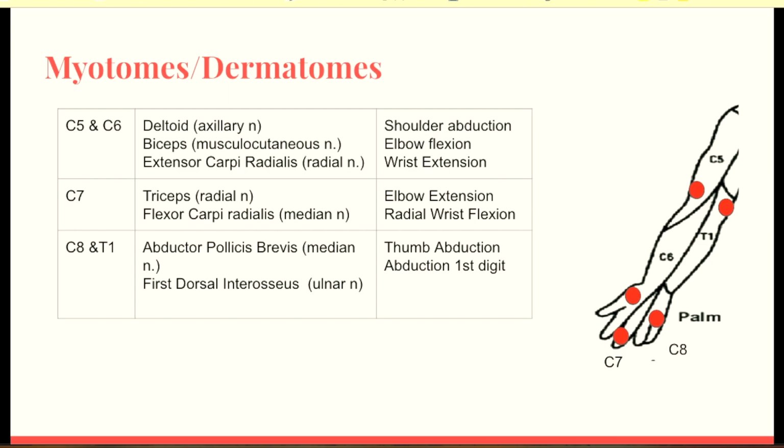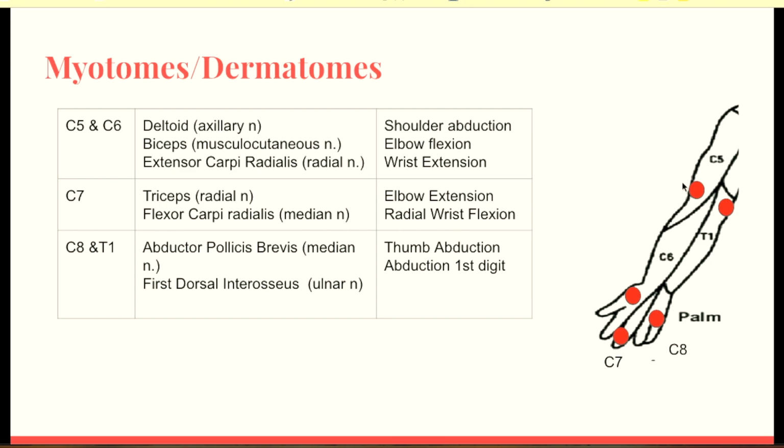So for C5, C6, I use deltoid, biceps, and/or extensor carpi radialis, all different nerve roots. For the C7 level, I'm using triceps as well as flexor carpi radialis. And then for the C8, T1 area, I'm using thumb abduction and first dorsal interosseous movement.